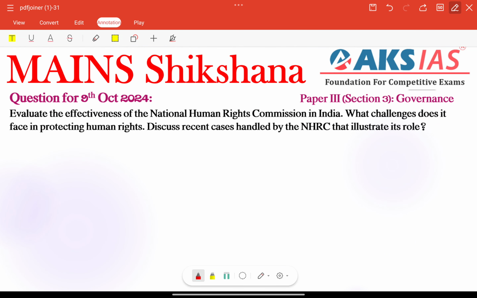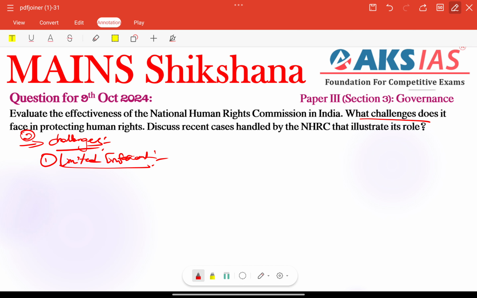Other than that, the next important part is challenges. We need to focus on the challenges faced by the NHRC in protecting human rights, right? Very important. Here we have limited powers, limited enforcement powers, because it is a non-binding body, right? NHRC can only make recommendations here. That is a very important case. For example, in the Delhi 2020 riots case, NHRC's recommendations on police accountability have not yet been fully implemented. That is a very important case, right?